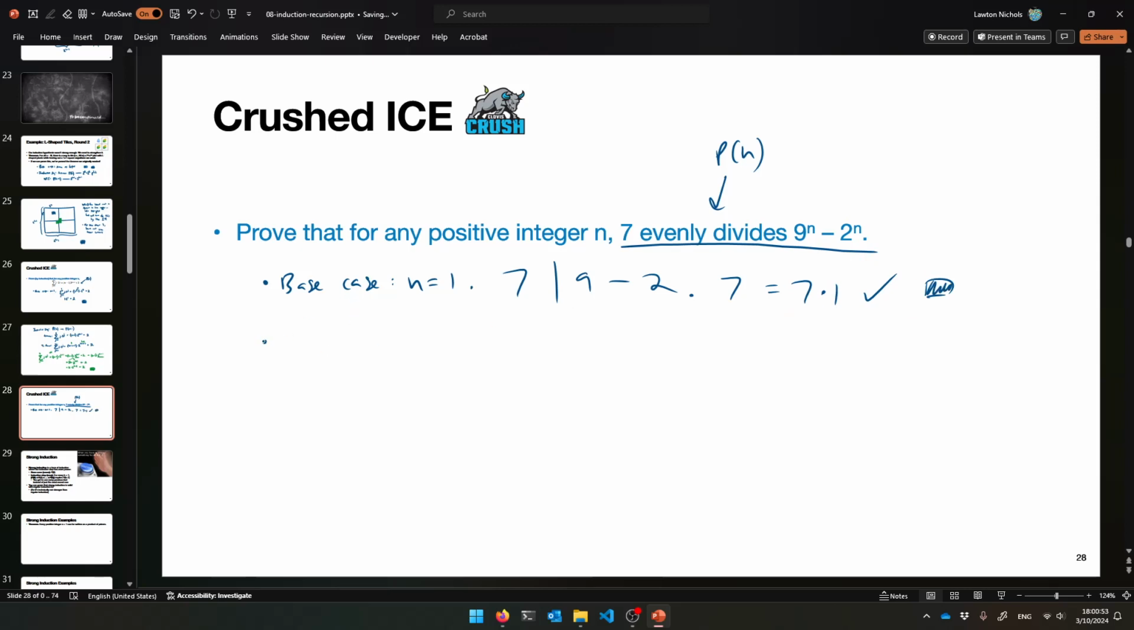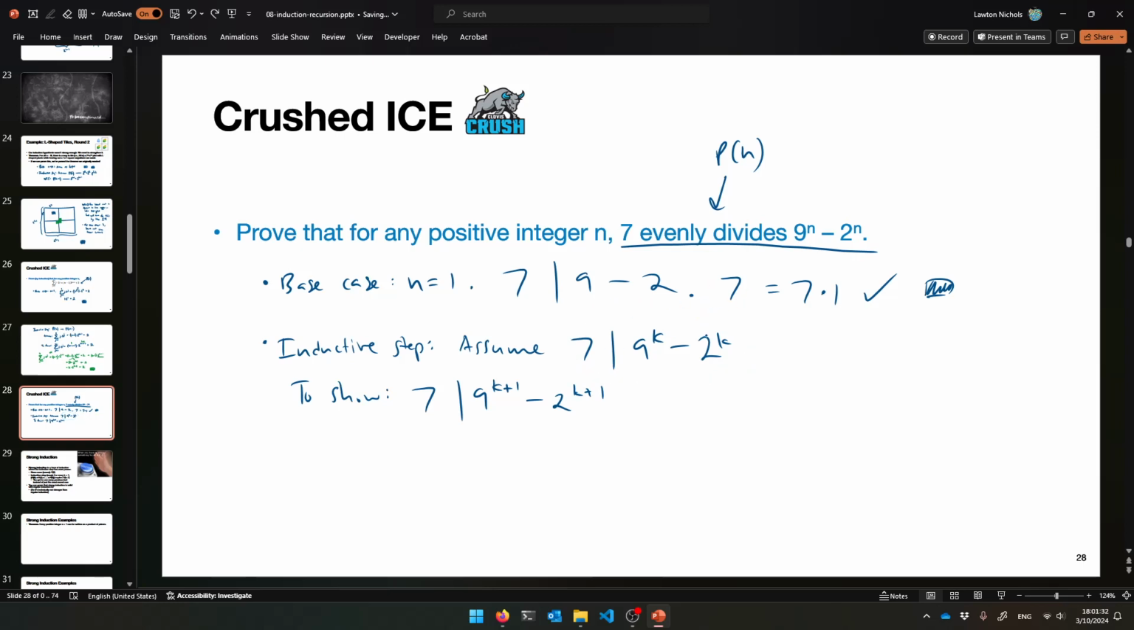For our inductive step, again, assume P of k, prove P of k plus 1. Inductive step, I want to assume that this is true for k. Assume that 7 divides 9 to the k minus 2 to the k. Assume that's true. All right, so that's a thing. And then what I want to show is it's true for k plus 1. Show that 7 divides 9 to the k plus 1 minus 2 to the k plus 1, somehow using this idea, this inductive hypothesis, all right?